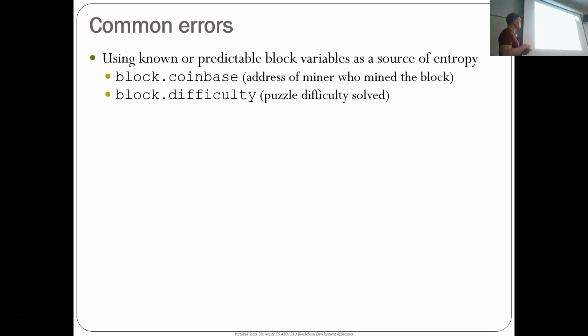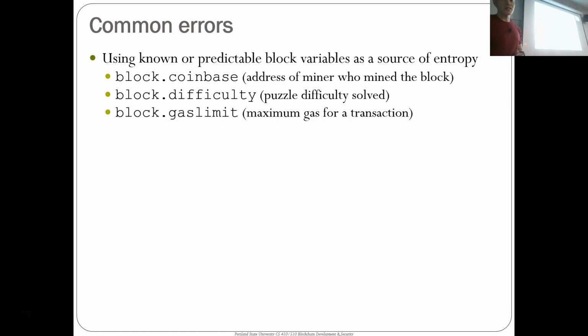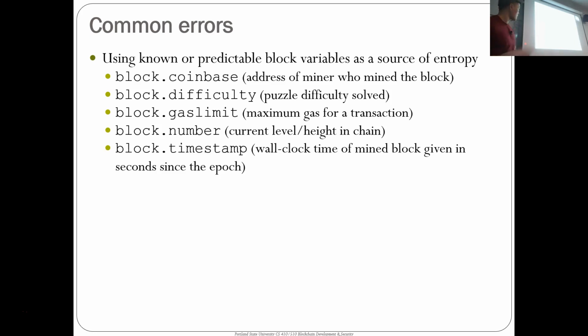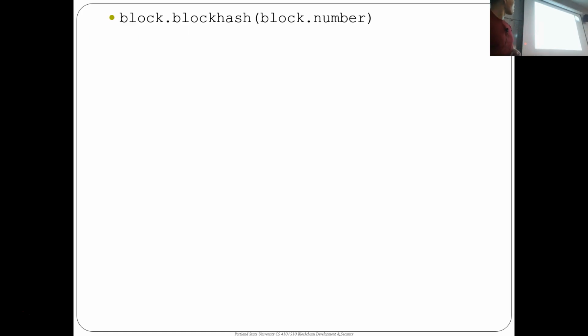Block.difficulty. This is the difficulty of the puzzle that's solved, the difficulty level. This is actually known. It's known and deterministic and broadcast to all the miners. So this is not a source of entropy. The gas limit similarly. People are using these as a source of entropy, so this is why they're there. Block.number, which we talked about earlier, this is the current level or height in the chain, so that's well known. The block.timestamp, which was in the previous vulnerability, this is the wall clock time given in number of seconds since the epoch. That's well known.